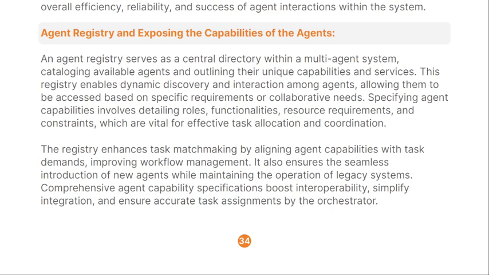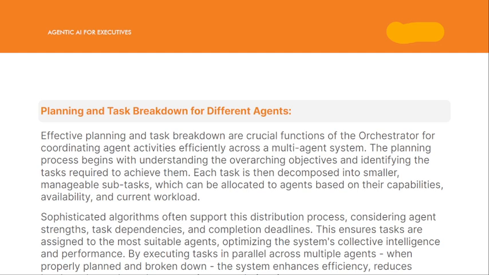Improving workflow management, it also ensures the seamless introduction of new agents while maintaining the operation of legacy systems. Comprehensive agent capability specification boosts interoperability, simplifies integration, and ensures accurate task assignment by the orchestrator.